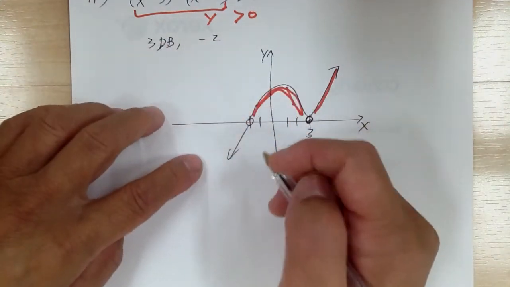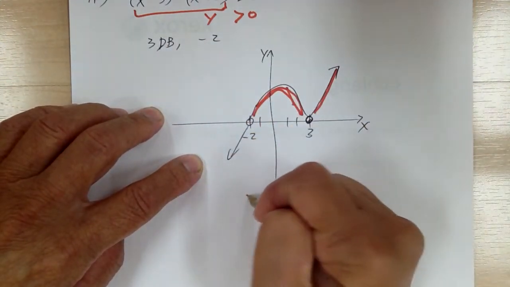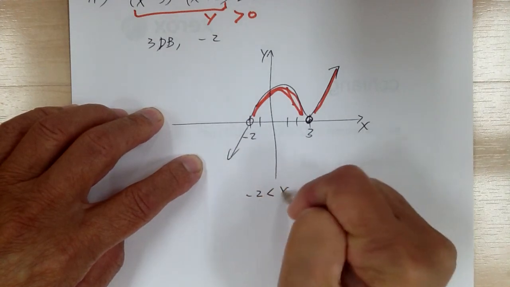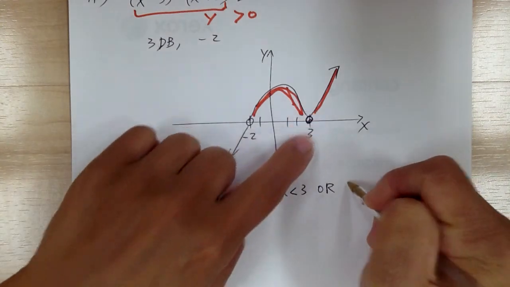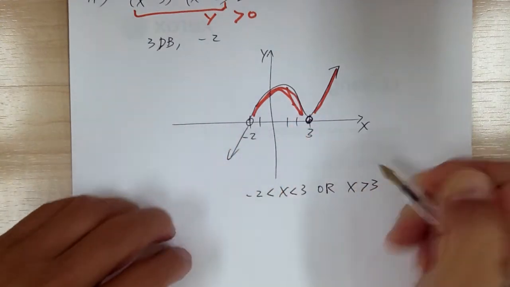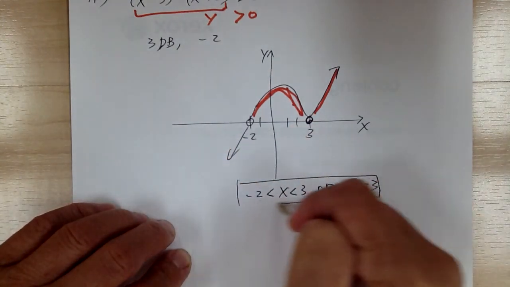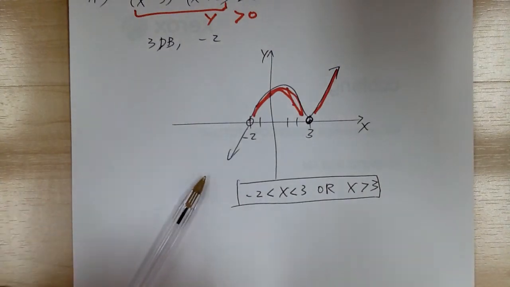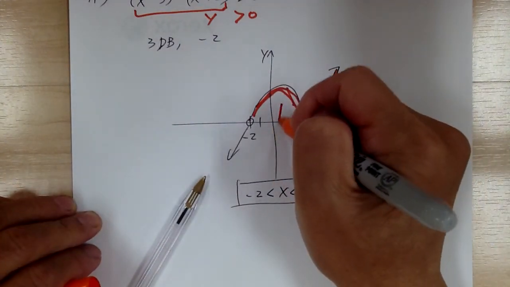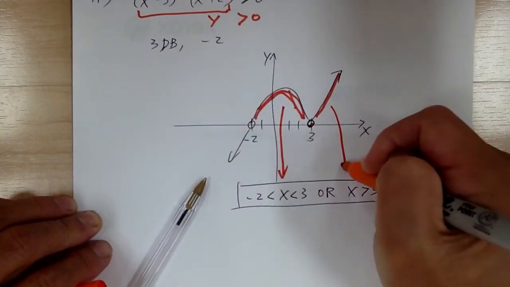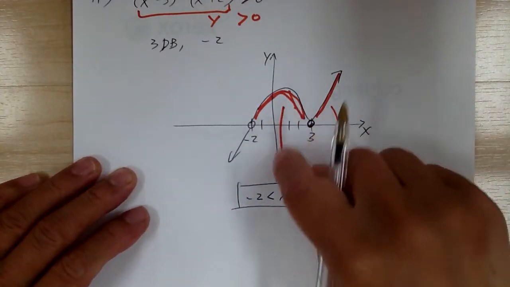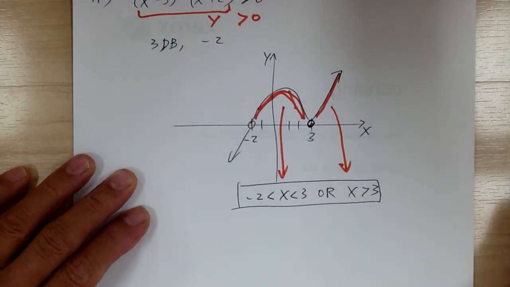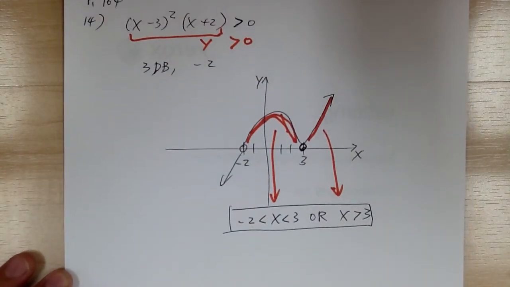So this part is going to be negative 2 is less than x less than 3, or x is greater than 3. Okay. So again, this is this one over here, and this is this over here. Okay. Now you don't have to draw these arrows. I'm just showing you where this came from. Okay, let's go to 16.